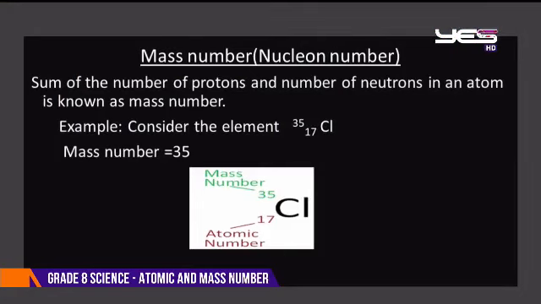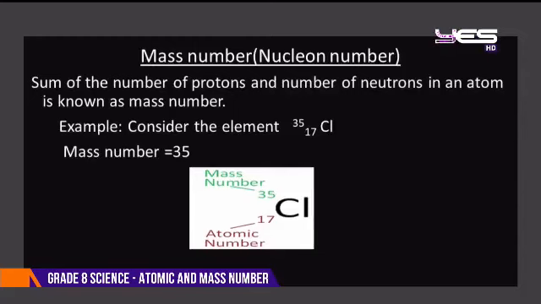And the next one is mass number. There is one more name for the mass number, nucleon number. You know that the nucleus of the atom contains protons and neutrons. So we have to add these two numbers. The sum of the proton and neutron number, we have to take these two numbers, is known as which number? Mass number or nucleon number.